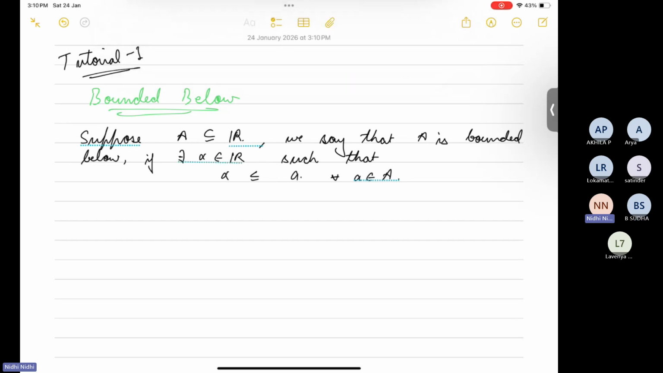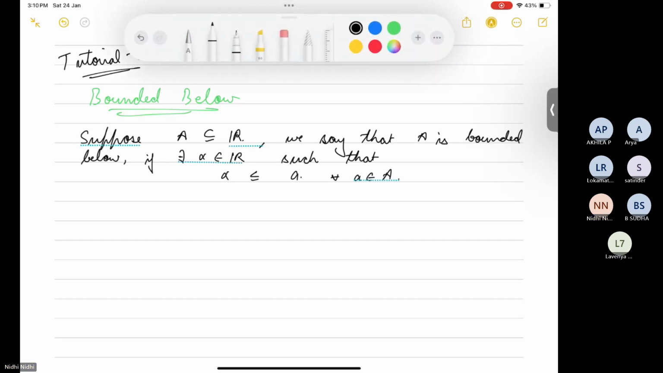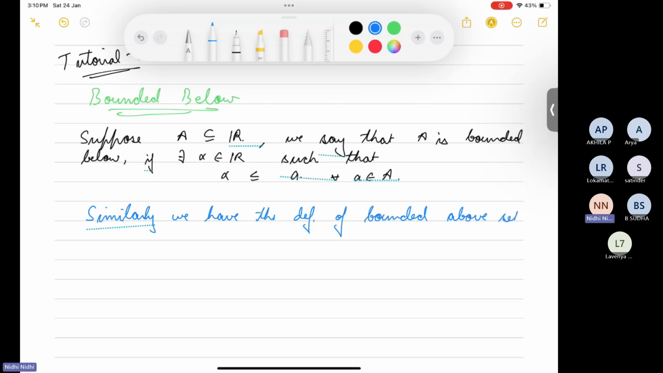Similarly, we have the definition of a bounded above set. In this case, this alpha is called a lower bound of A. That means we can find a lower bound only if we know that a set is bounded below.